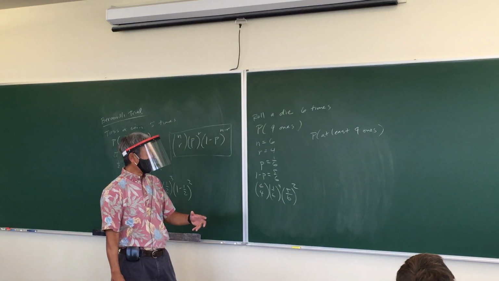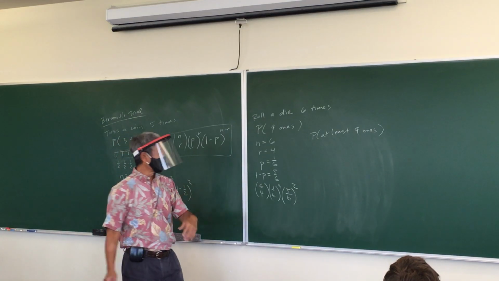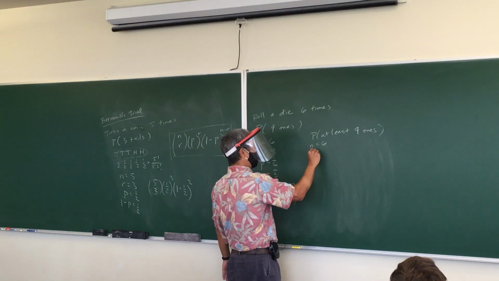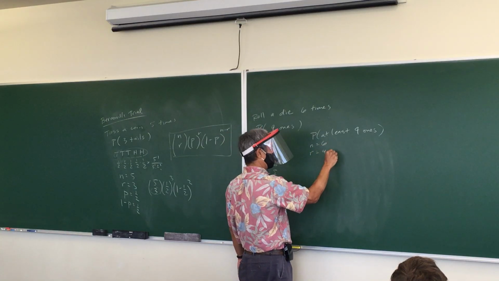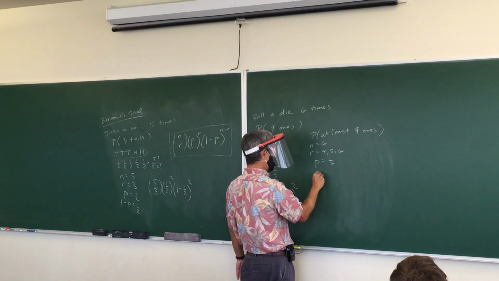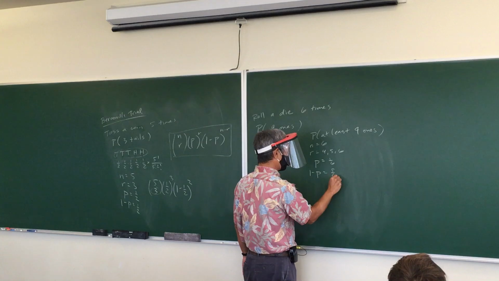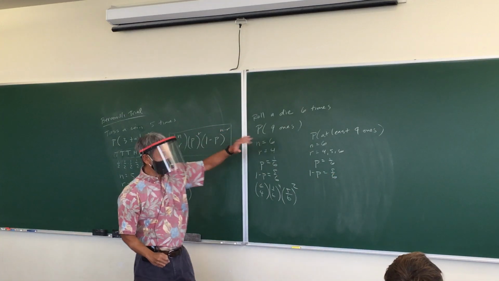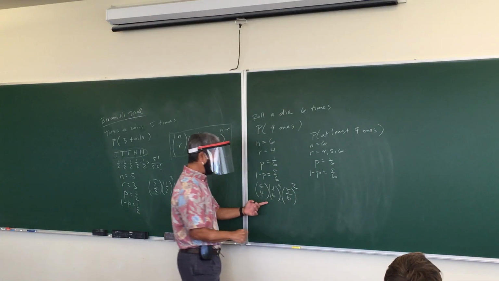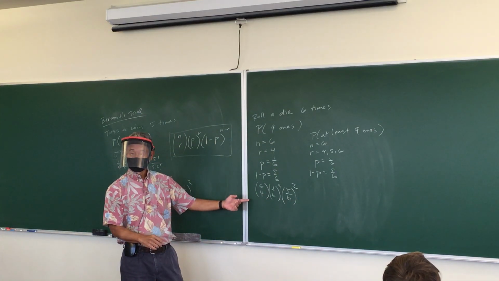So at least 4 1s means 4, 5, or 6 1s. So you have n trials, 6. How many successes do we want? 4, 5, or 6. The probability of a success is 1/6. The probability of a failure would be 5/6. Throw it into the formula. So 4 1s, 6. Well, we actually did it right here. Why reinvent the wheel, right?